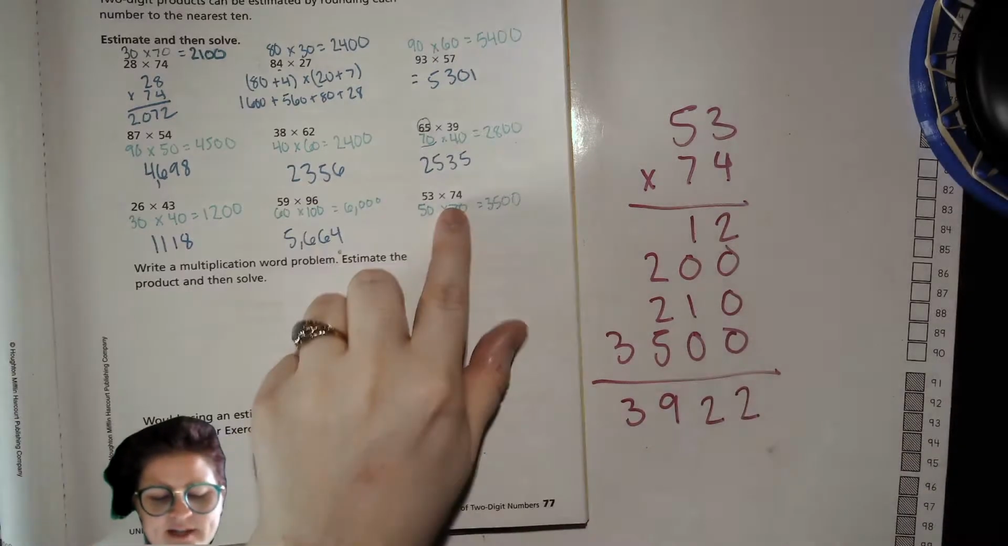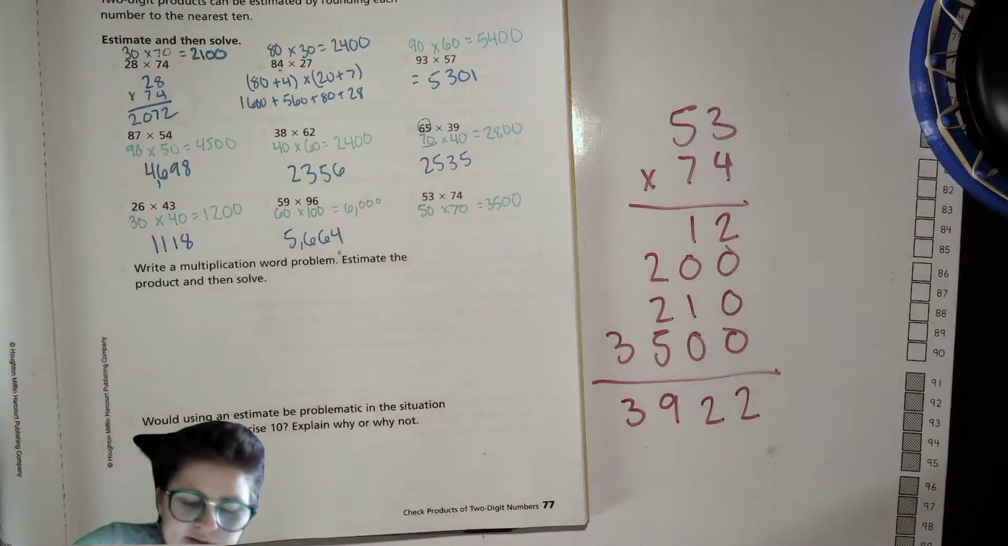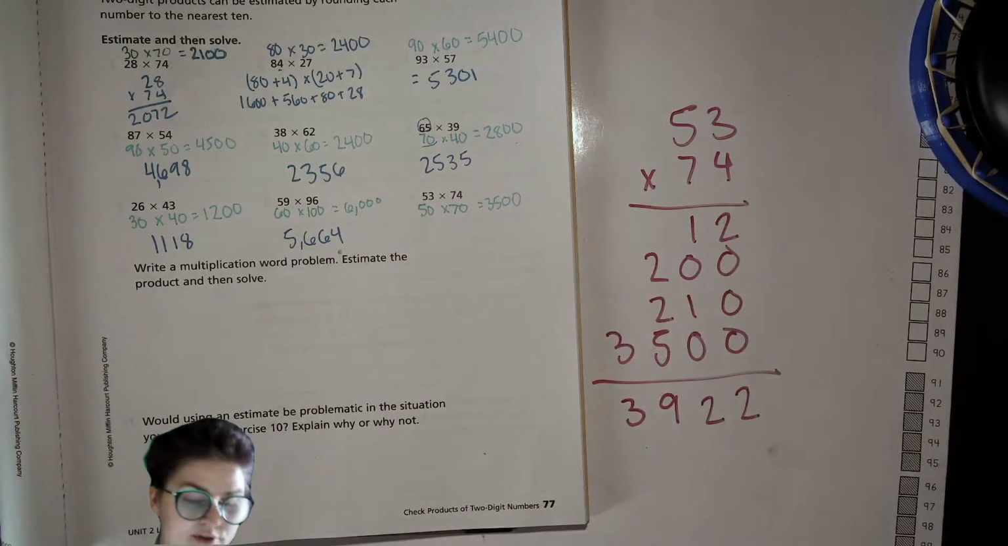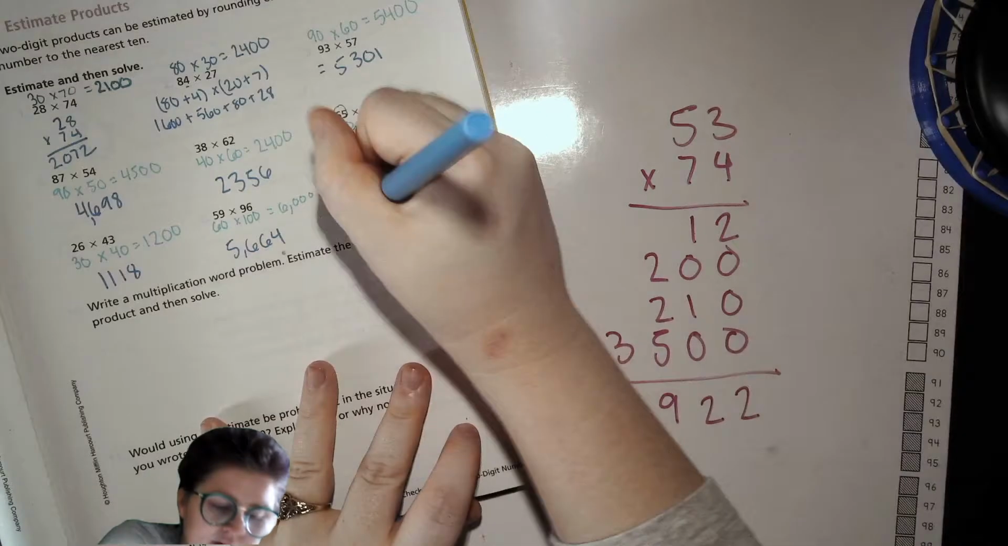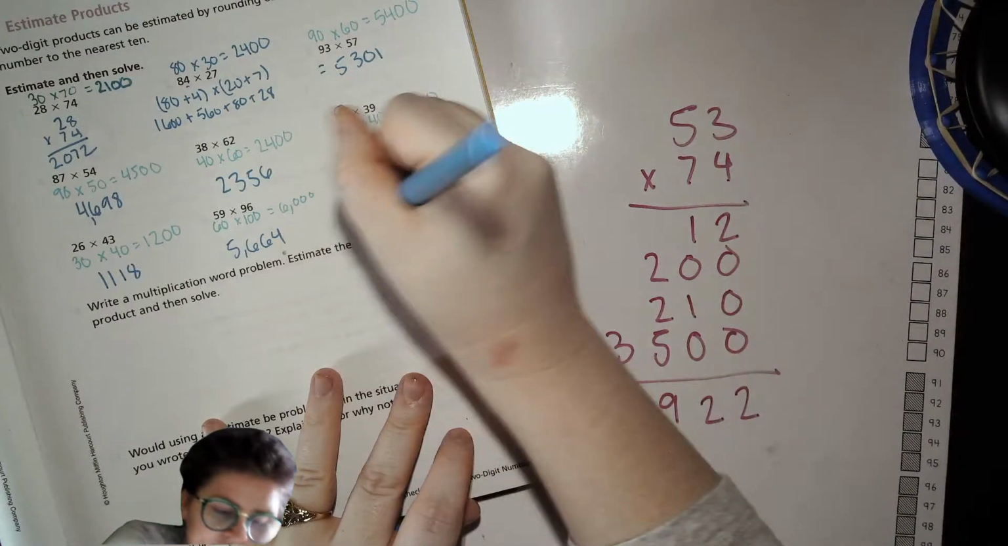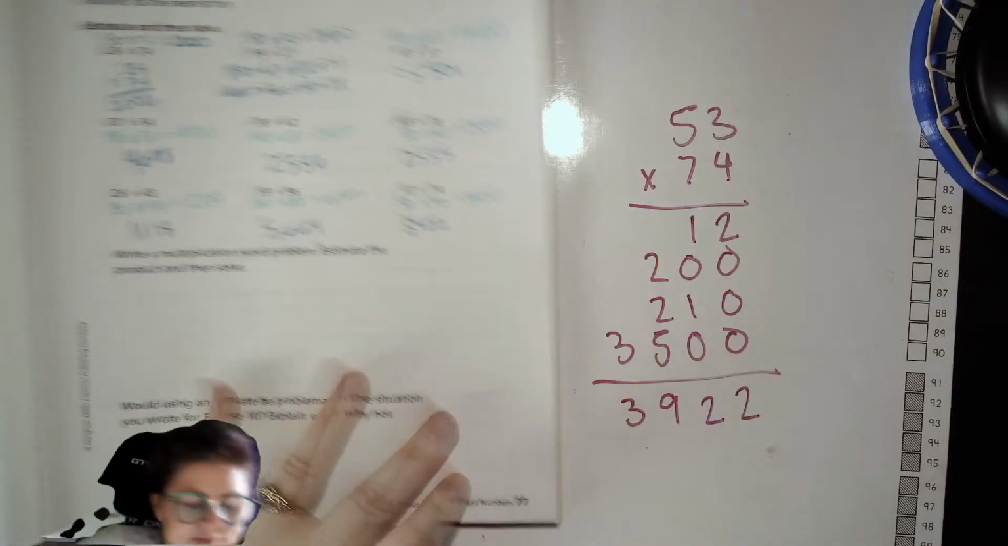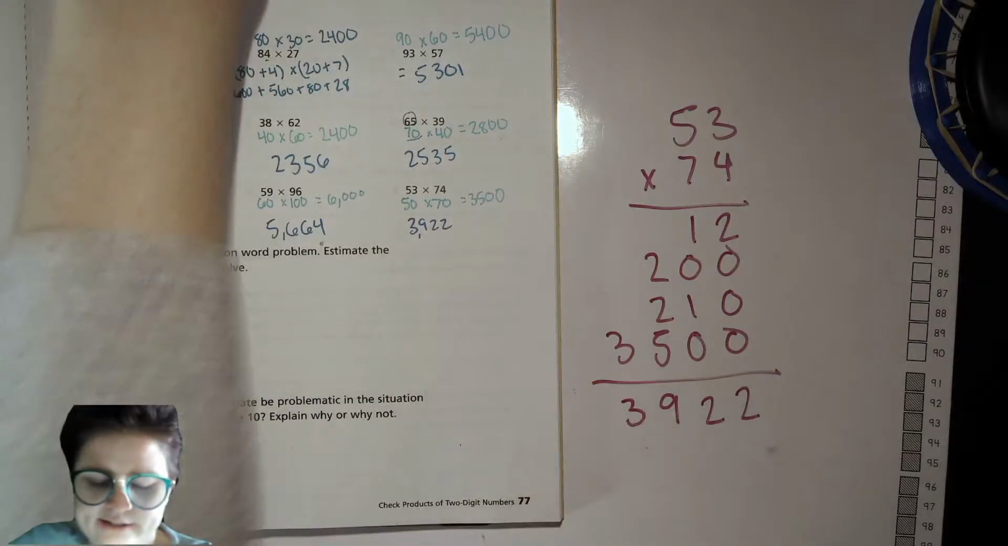So both of these numbers are a bit higher than what we estimated, so it makes sense that our estimation number is a little bit lower than the real number. 39. All right.